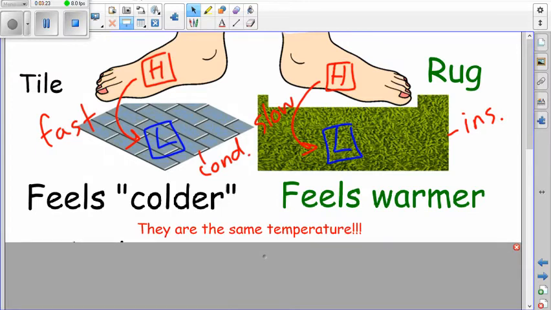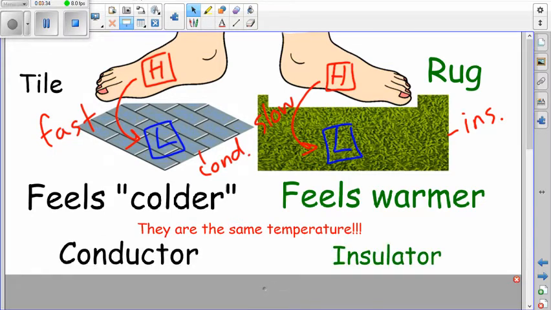I'll have people draw this perfect picture for me, and say, and plus the tile is a lower temperature than the rug. No. Same temperature, tile and rug, same temperature. So watch out for that.